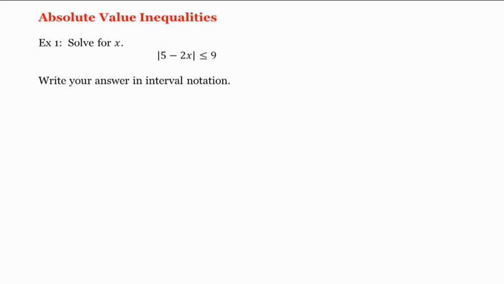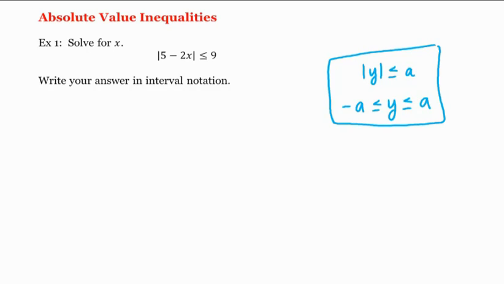In other words, we're going to use the following fact to help us: that the absolute value of y less than or equal to a means that -a is less than or equal to y is less than or equal to a. Let's apply that here. Namely, -9 is less than or equal to 5 minus 2x is less than or equal to 9. Now remember, when solving this type of compound inequality, we can work with all the parts at the same time.